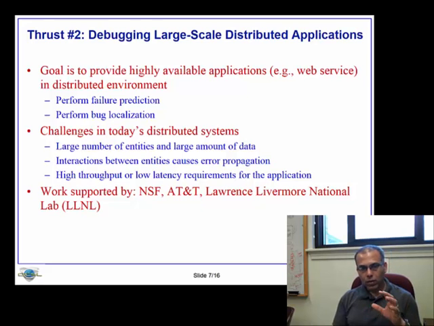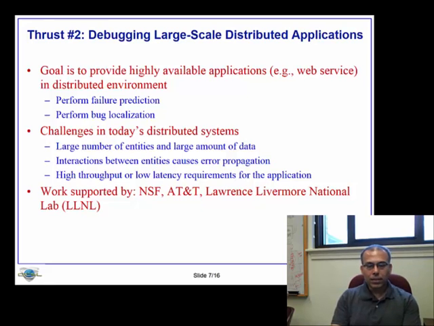And this involves in our work two fundamental primitives. One primitive is to perform failure prediction. So before the failure actually happens and becomes visible to the end user, can you predict it and therefore take some proactive steps so that the failure does not impact the overall running of the system and create an outage. And another aspect of it is to perform automatic bug localization, or localize where the fault lies so that a correctly functioning component can be replaced.